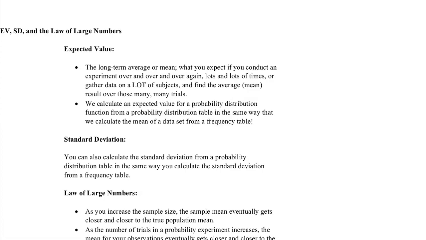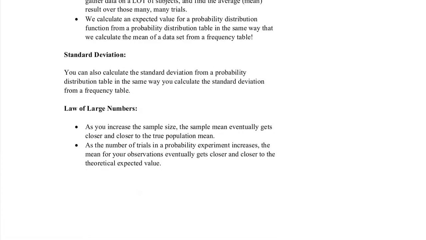We also calculate standard deviation in our calculator the same way. You put in your two lists. List 1 is your data values. List 2 is the probability. Calculate your one variable statistics, and the standard deviation you get for a population is the standard deviation for your probability distribution function.